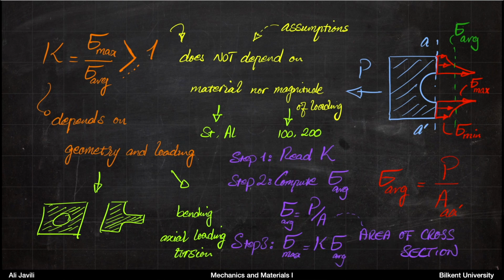So if you have problems that deal with the stress concentration factor, you have these 3 steps. Step 1, you need to read that stress concentration factor for that particular geometry and loading from handbooks or tables that you are given. Step 2, you compute sigma average. And then again, for computing sigma average, you should be careful of the area of the cross section that you choose. Step 3, you calculate the maximum stress based on that average stress by multiplying it by stress concentration factor. So that's all you have to do.